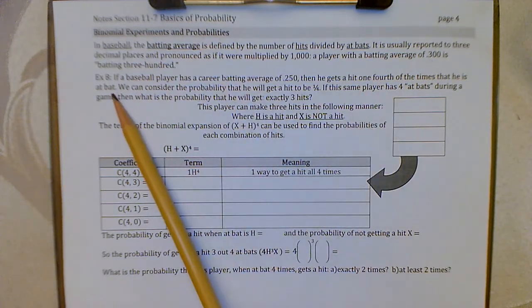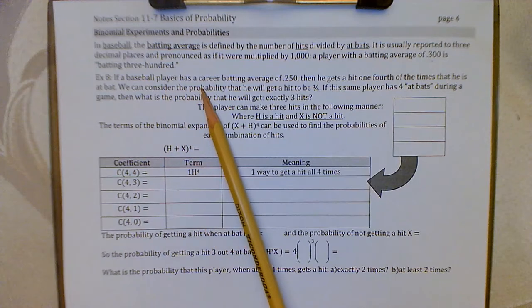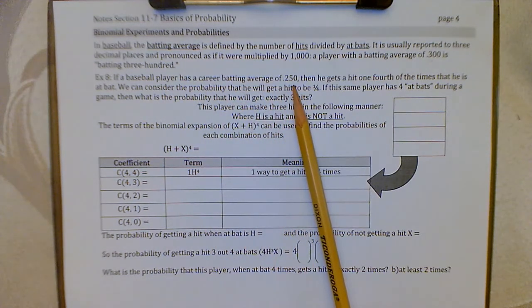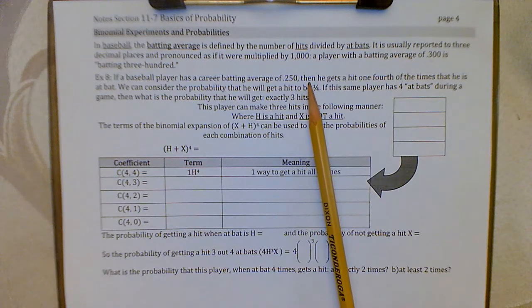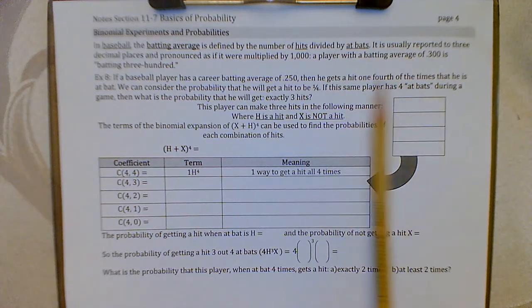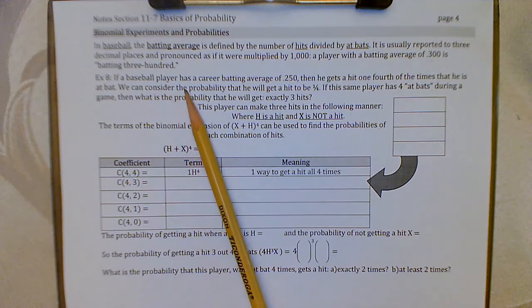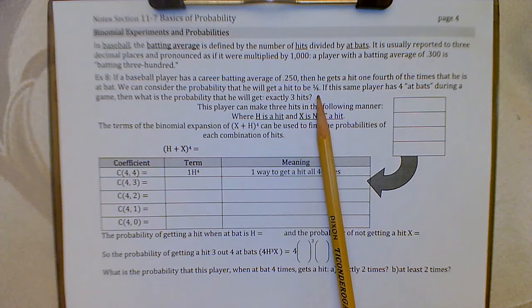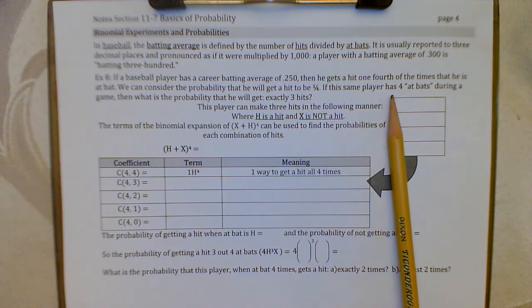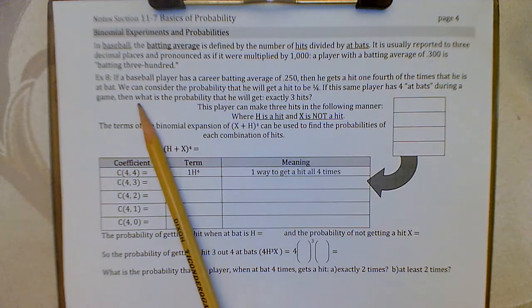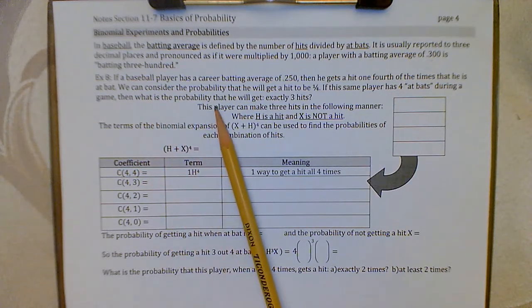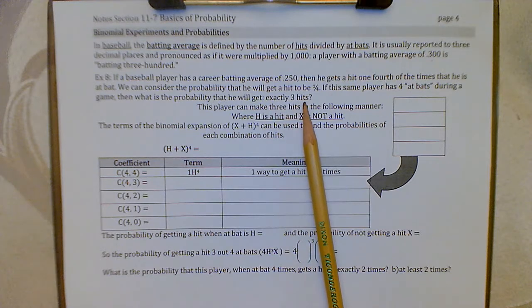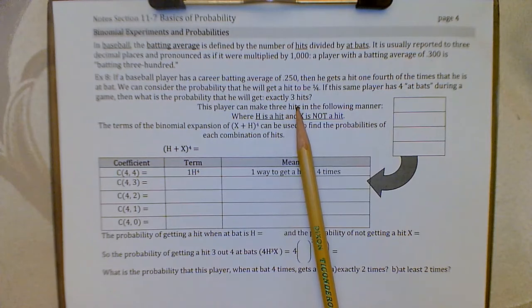All right, so example 8 then. If a baseball player has a career batting average of 250, or 25%, then he gets a hit 1/4 of the time that he is at bat. We can consider the probability that he gets a hit to be 1/4. If the same player has 4 at-bats during a particular game, then what is the probability that he gets exactly 3 hits? So we know that the probability of him getting a hit on any given at-bat is 1/4.